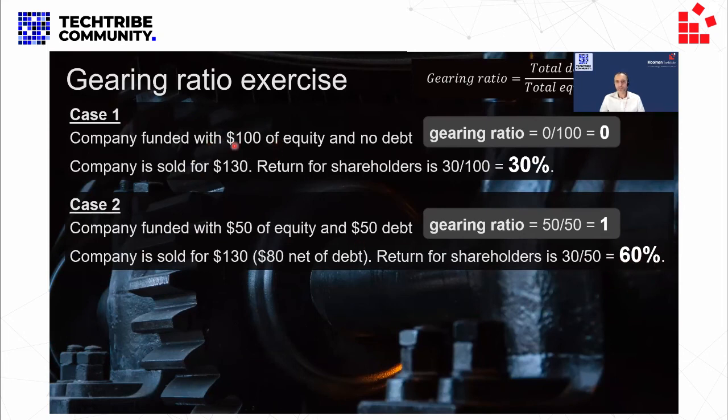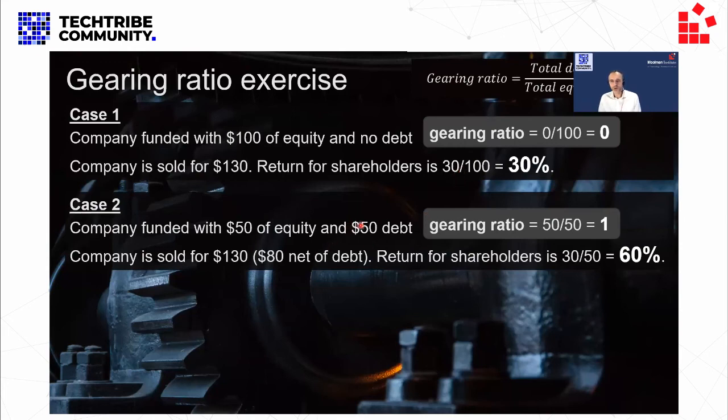So for the same company that was funded with the same total of $100 and sold for the same amount of money, $130, the return for the shareholders is now double, because they got a return of 30 on their 50 investment instead of 30 on 100. They could have invested another 50 in another company and earned 30 on that 50 too. That's double the return. I wanted to illustrate the power of gearing.